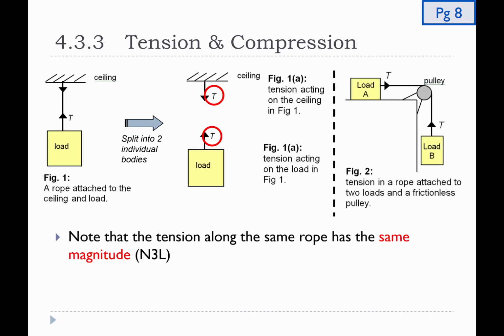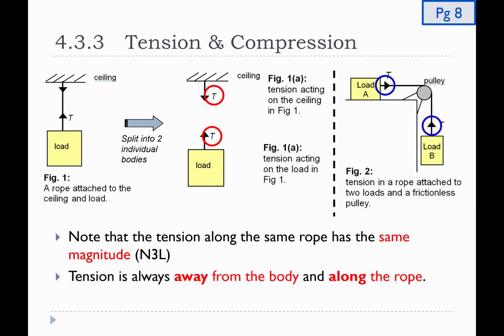Another example, figure 2. We have connected bodies whereby load A is placed on the table, and load B is freely hanging. They are connected along a string as well. If you were to draw the individual free body diagrams, you can see that the tension is always away from A and B along the string itself. This is how tension always acts away from the body, along the rope.